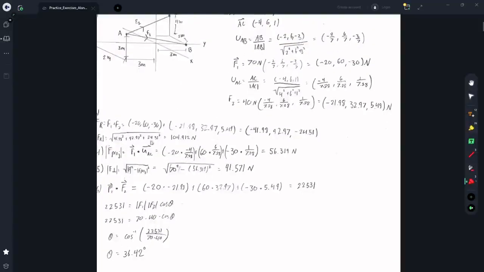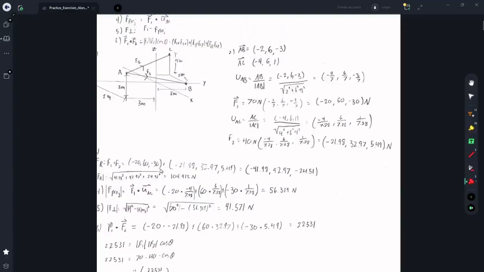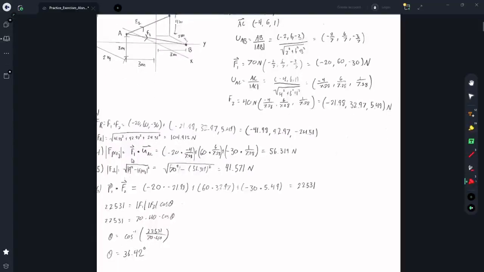To get the magnitude, you just take the square root of all of the components squared, which was around 105 newtons. The next part of the question is to get the projection of F1 onto the cable AC, which you can do by using the dot product on the F1 vector and the unit vector of AC, which I did right here. Again, one of the definitions of the dot product is a scalar sum, so you multiply the x's and add them, multiply the y components and add them, and multiply the z components and add them, and you get around 56.3 newtons.